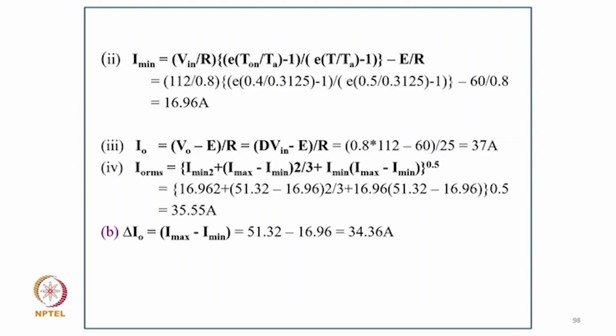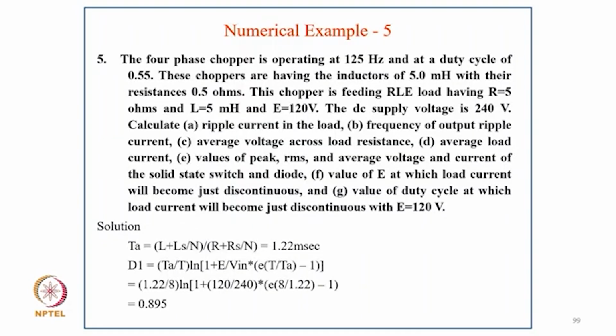And I RMS, putting the value for this triangular wave, it comes to 35.5 ampere. And ripple current, I max minus I minimum, it becomes 34.36 ampere. Coming to numerical example 5, the 4-phase chopper is operating at 125 Hz at a duty cycle of 0.55.